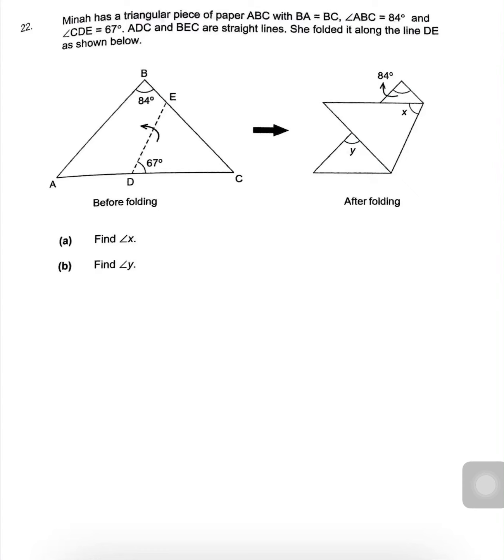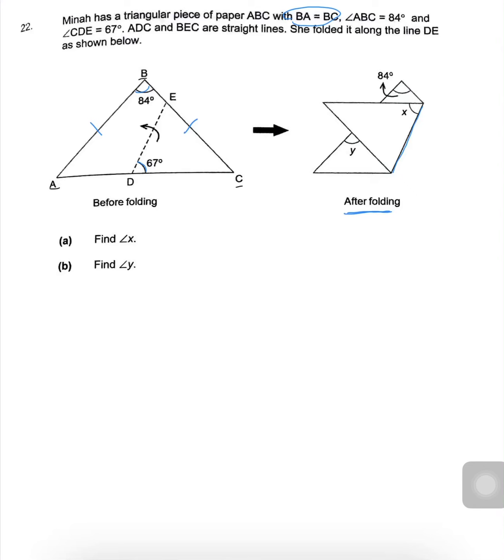Mina has a triangular piece of paper ABC with BA equals to BC. So this will clearly tell us that this is an isosceles triangle. Okay, so I'm going to demarcate accordingly so that we don't forget. Angle ABC, which is this angle, is 84. Angle CDE is 67, and ADC and BEC are straight lines. So she folded it along the dotted line, this line, such that it looks like this after folding.